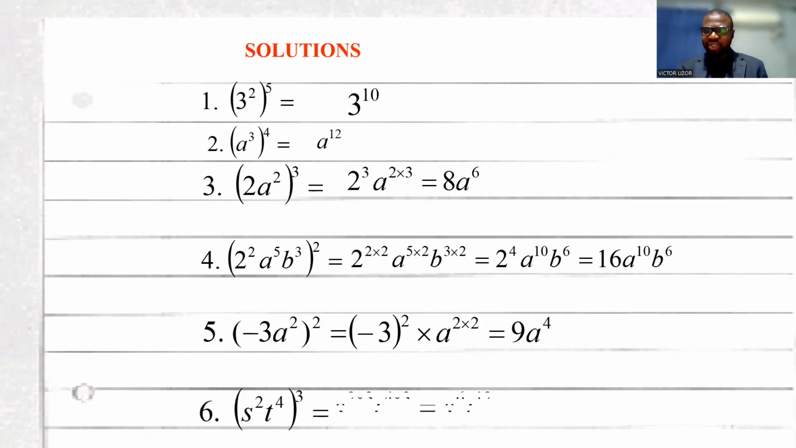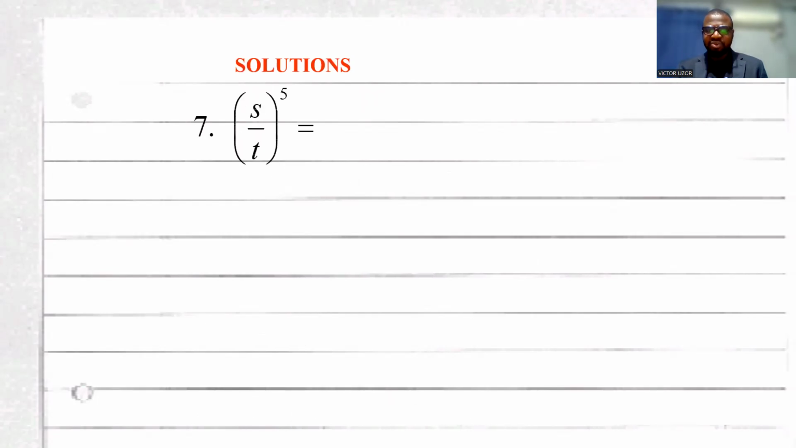The same case with number 6, and you'll be able to solve this particular one. Remember what I told you about this quotient. This one is a quotient. When you hear quotient, they're actually talking about a fraction. So the 5 will affect both of them, not just one, the same thing as here.